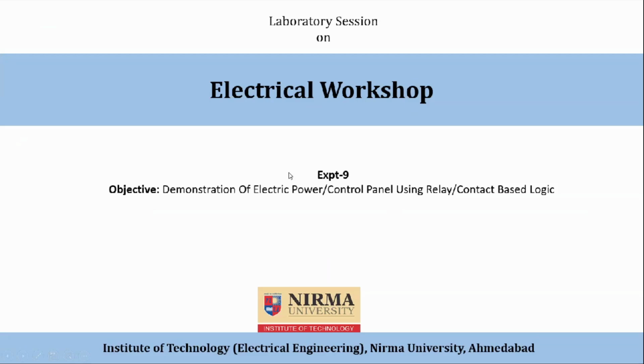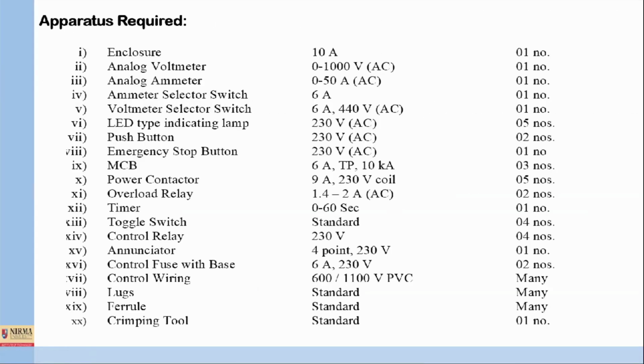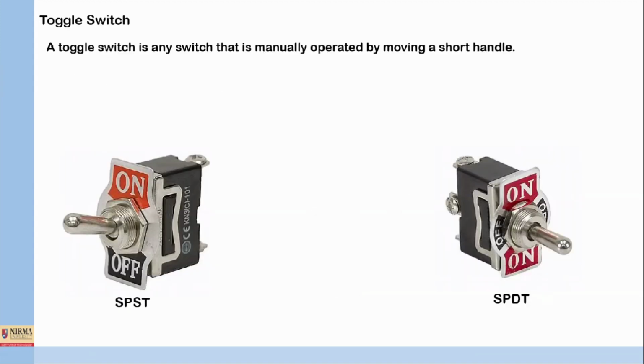So this is a continuation of that one. Again, we'll go for the demonstration of the same panel with the same apparatus we discussed in experiment number 8. And here you will find some new equipment, that is one toggle switch. You might have seen those switches in our day-to-day operation, specifically while we are getting some heating elements.